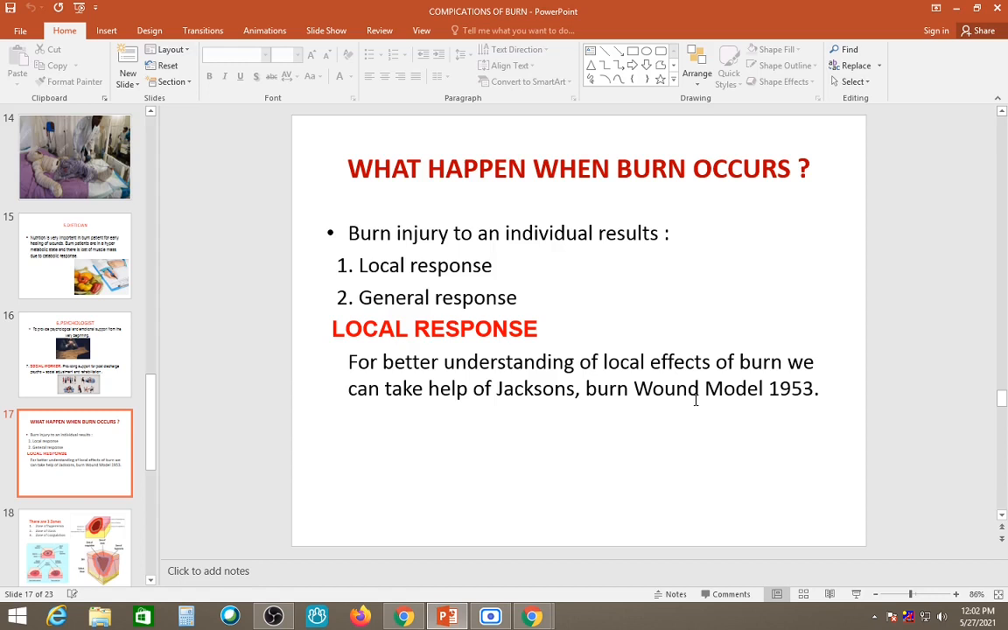Yes, ma'am. After the burn, immediately there is zone 1, zone 2, zone 3. And what are the names given to zone 1, zone 2 and zone 3? How is the layer affected, and how does it become normal again?